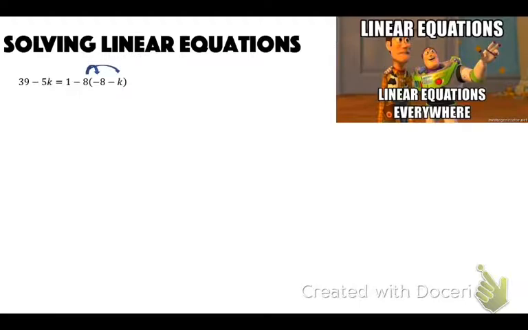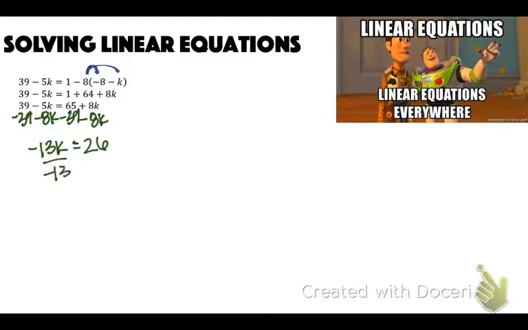We have to get k to one side and everything else to the other side. So we distribute that in, 64 plus 8k, and then combine like terms. So that's going to be 65 plus 8k. Let's get all the k's to one side and all the numbers to the other side. So I'm going to subtract 8k, and I get negative 13k. Subtract 39, and that is 26. Then divide by negative 13, and we get k equals negative 2.